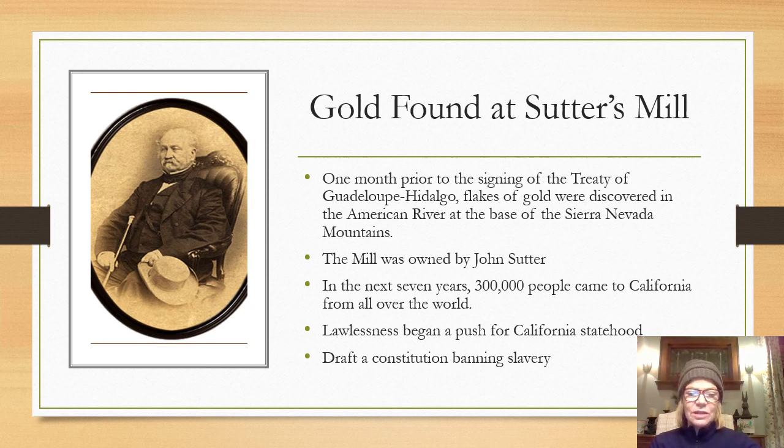The owner was John Sutton, and as I said, in the next 7 years, there's going to be about 30,000 people that go there. And because of the lawlessness, California wants statehood, and so they draft a resolution or a constitution, and it banned slavery. So this is going to upset the South.